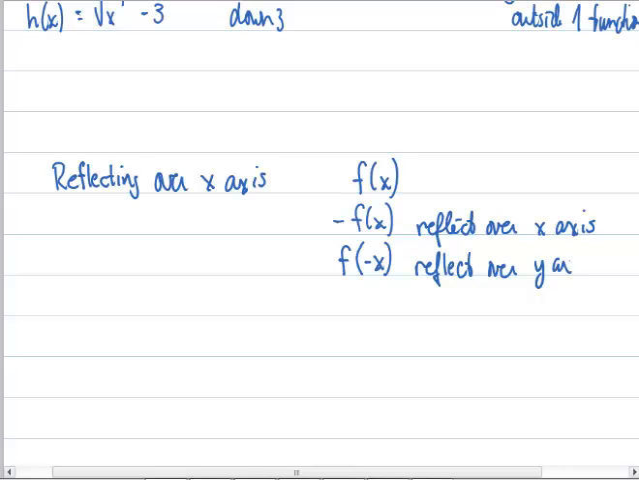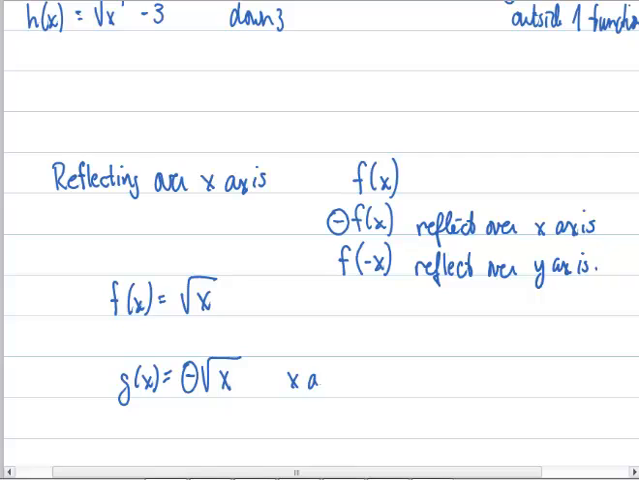If I put a negative on the inside of the function, that will reflect over the y-axis. Now, an easy way to see this is, let's say I used the square root of x because it shows this pretty easily. So if f of x is equal to square root of x, I could do g of x is equal to negative root x. I put the negative in front of the function, and that would be an x-axis flip. If I want to flip the square root function over the y-axis, I would put a negative in front of the x inside of the function. So that would be a y-axis flip.